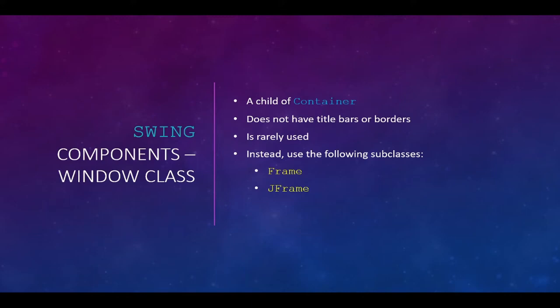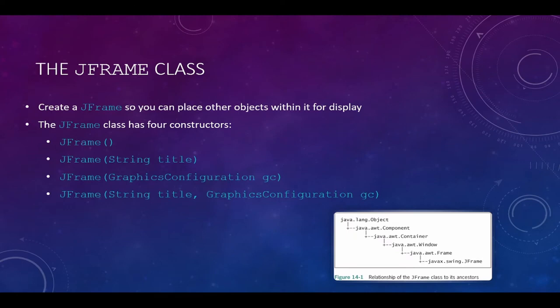Now, the Window class of swing is a child of a container. It does not have the title bars or the borders. You're rarely going to use it. Instead, we tend to use a Frame or a JFrame. So let's look at JFrame a little bit closer. You can create a JFrame so that you can put other objects within it for display for that front-end user. We're going to have an example of what it looks like here in just a second.